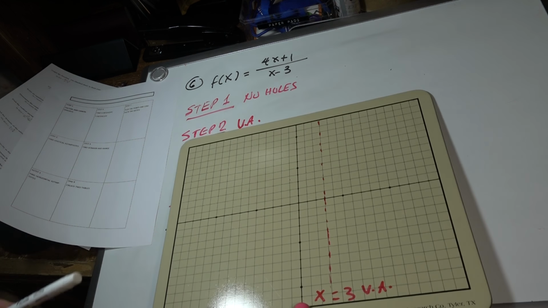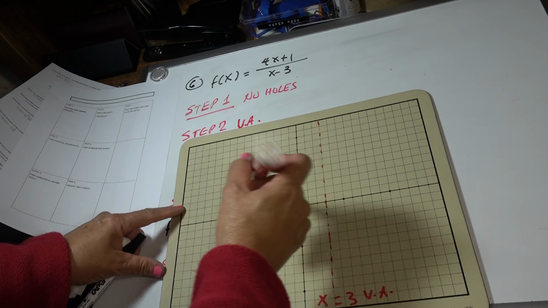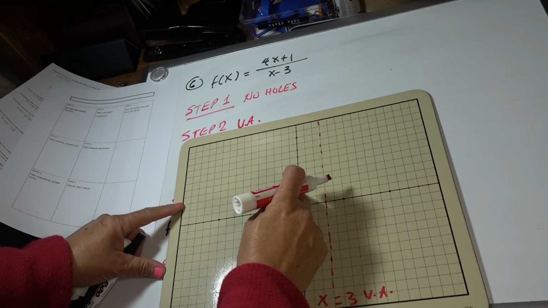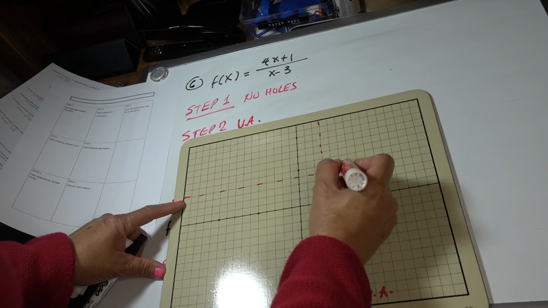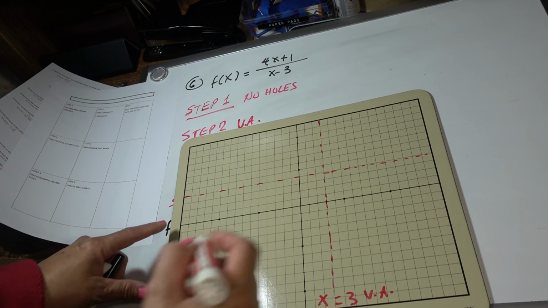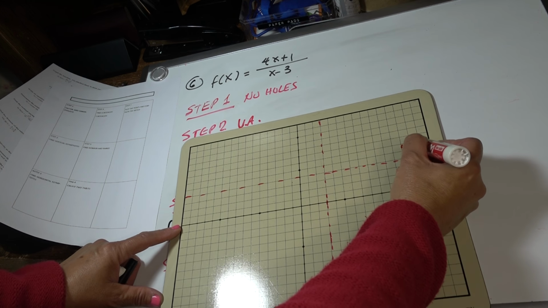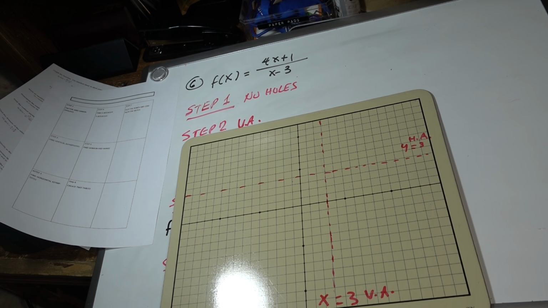So, come back to the graph. y equals 4: 1, 2, 3, 4. This is a horizontal asymptote, right here. Horizontal asymptote is y equals 4. See? That's what we have so far.